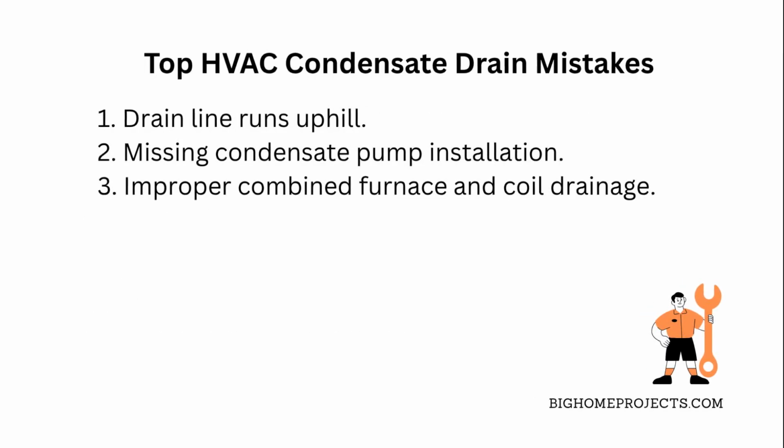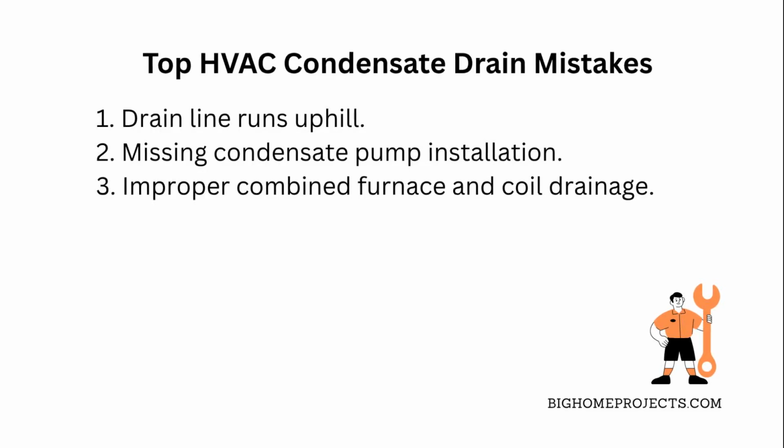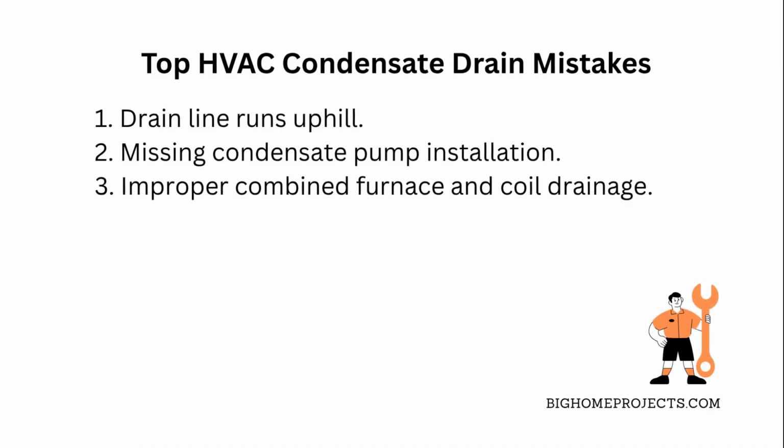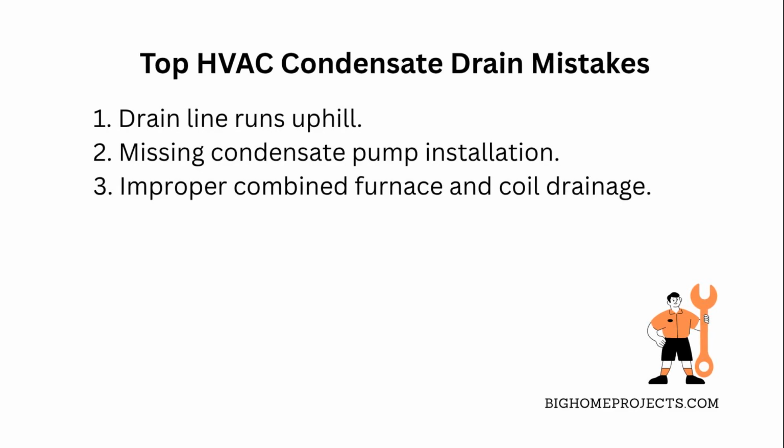One of the biggest mistakes with evaporator coil condensate plumbing is running the drain line uphill or with no proper slope. Water just pools and causes leaks. Fix this by always ensuring a steady downhill gradient toward the pump or drain.